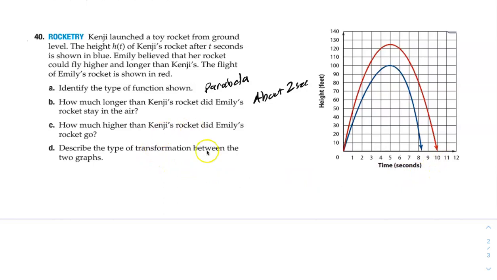How much higher did Emily's rocket go? So Kenji stopped at 100. Emily's went all the way to like 125. So about, we'll say just 20 feet higher.